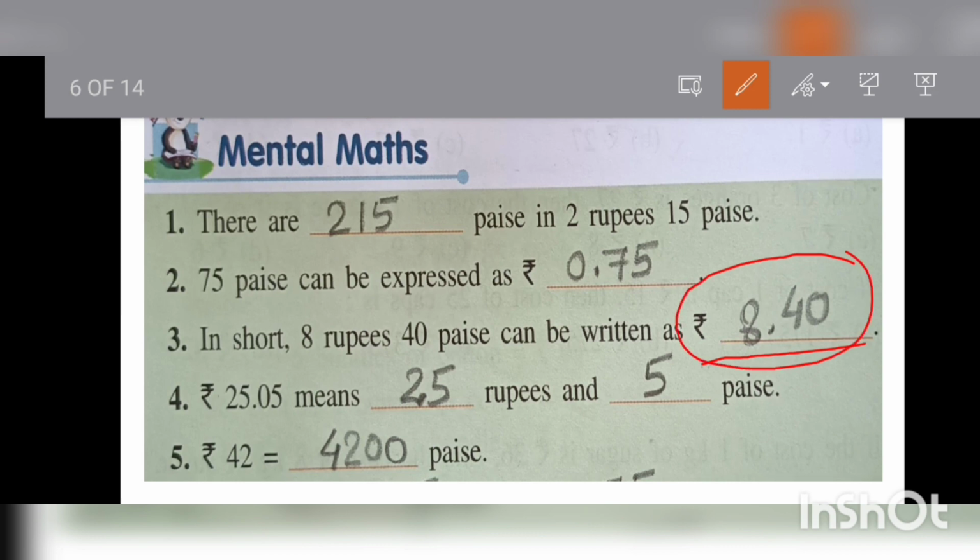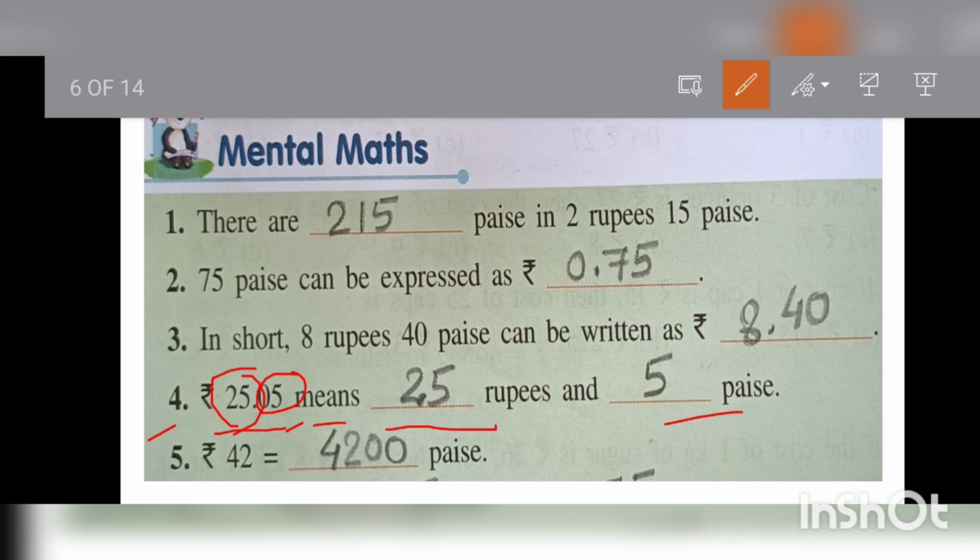Now see question number 4. Rupees 25.05 means... Okay, so here if you see, this 05 is present on the right side of the dot. That's why this 05 or 5 represents paise. And this 25 is present on the left side of the dot. That's why this 25 represents rupees.